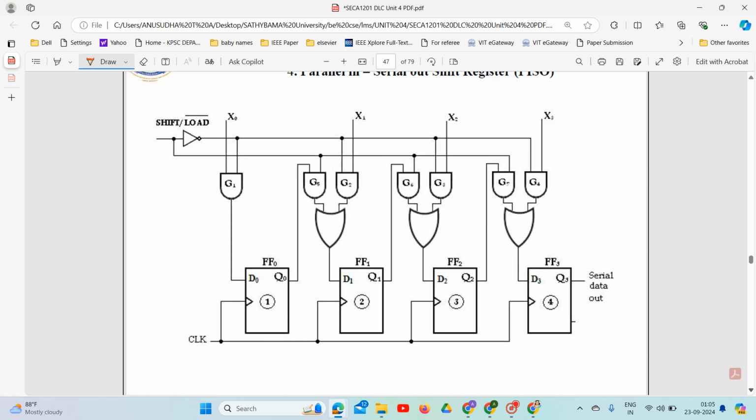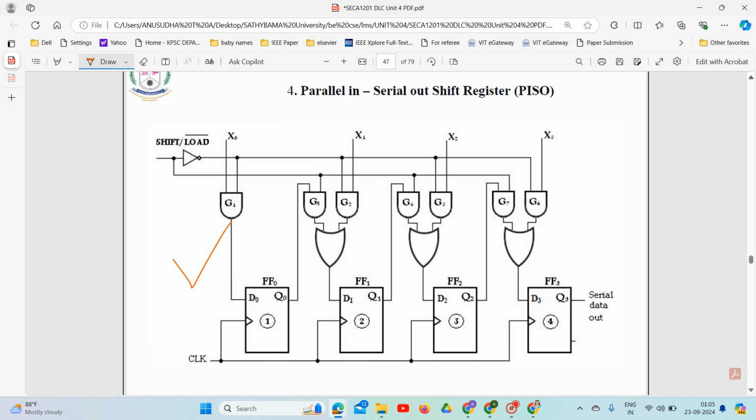Now the parallel in and serial out register. This is a parallel in and serial out register. For 2 marks they will ask this question. So that time you need to draw this block diagram along with the truth table. You have to write the truth table, right?